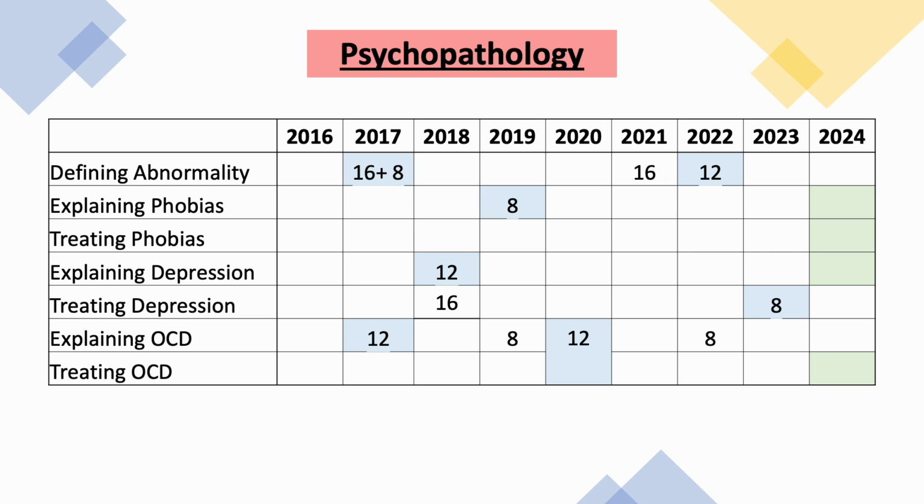Explaining phobias has never come up at A-level, and neither has explaining depression, so they're also both a possibility. Explaining depression has come up as a 12 marker for AS, but keep in mind what I said earlier about AQA reusing questions. Okay, the 12 marker on explaining depression from 2018 was long enough ago for it to be recycled now if AQA decide to be lazy. Okay, but again, you've got the topics in green that I think are the most likely.